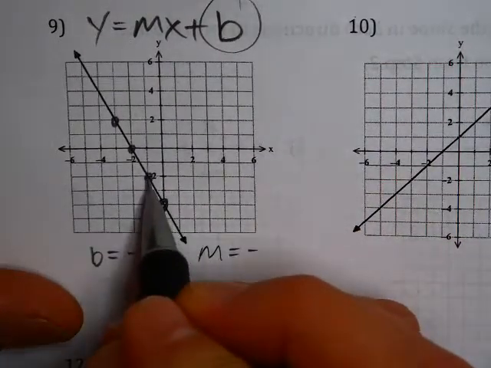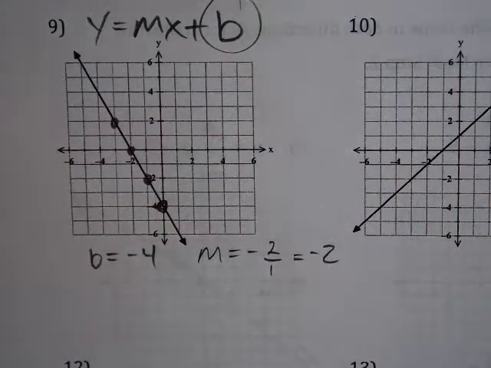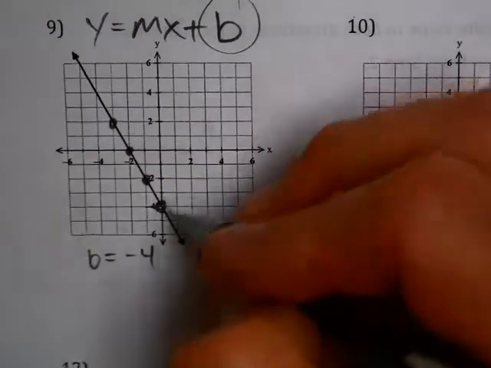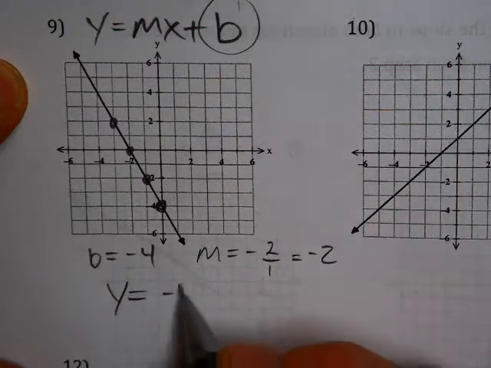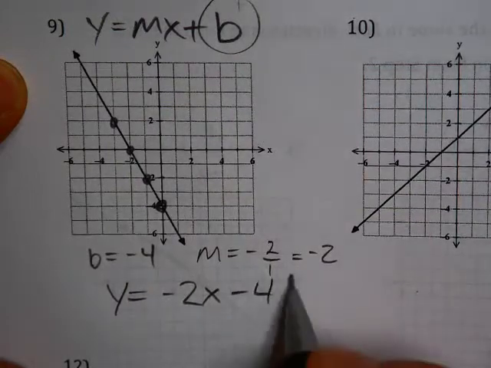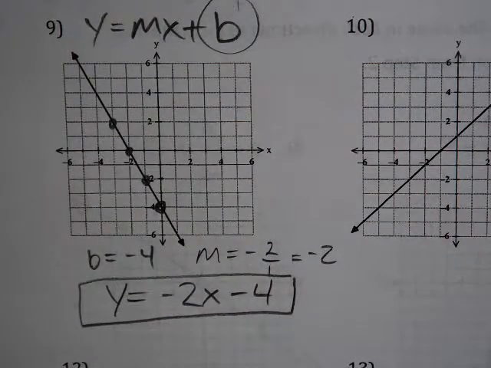And my rise is 2 and my run is 1. I can write that just as -2 if I wish. Up 2, back 1. Right? So my equation then is y equals -2x minus 4. Once you know the m and the b, you just have to put them in their slots. Don't forget the x. I see a lot of students, it's not like they don't know it belongs there, they just forget to write it. So careful about that. Alright, I'll leave you guys to the rest there on that page.